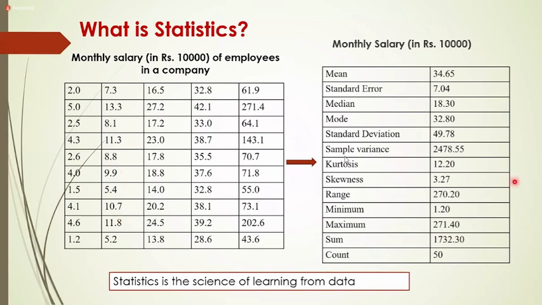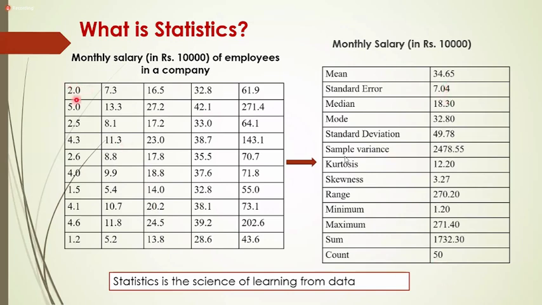So from this example, we say that statistics is the science of learning from data. Now look at it: from the mean, what do we learn? For the median, what is the meaning of median? From the mode, what do we learn? Similarly, all these are different measures and give different meanings. So by using these measures, we can perfectly describe the monthly salary of employees by simple figures.